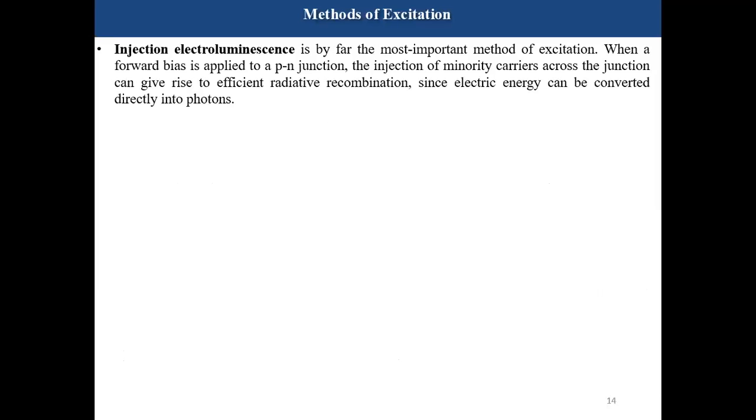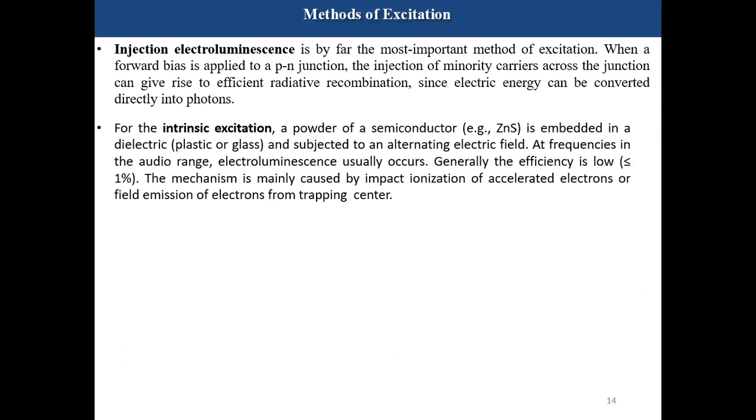When a forward bias is applied to a p-n junction, the injection of minority carriers across the junction can give rise to an efficient radiative recombination, since the electronic energy can be converted directly to the photon.